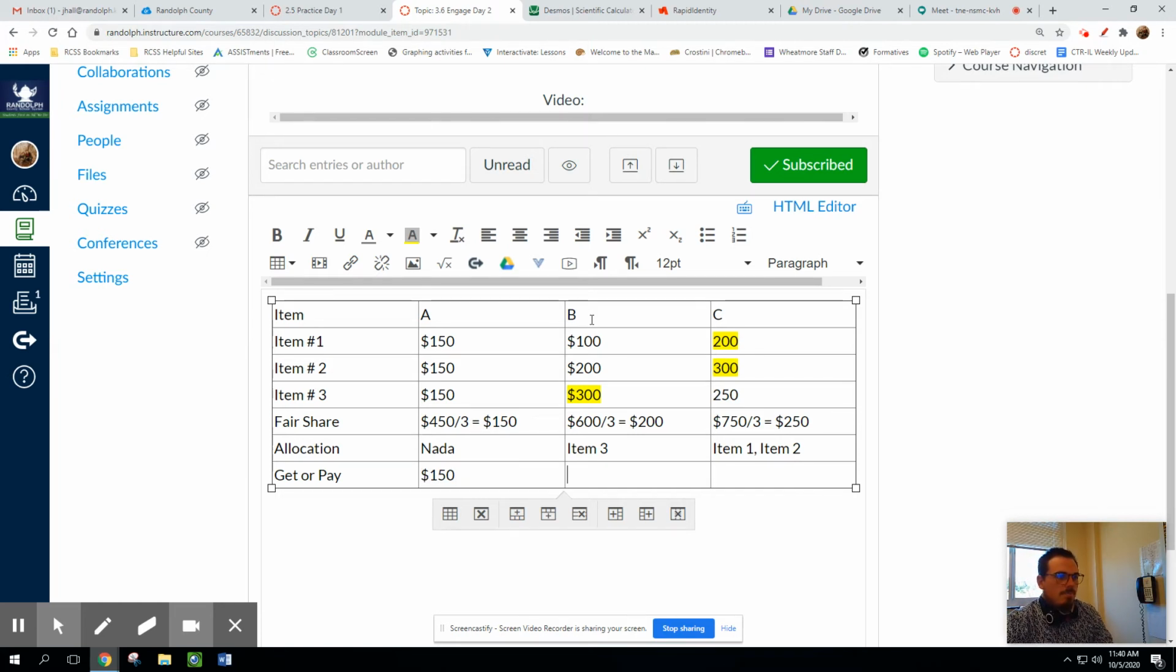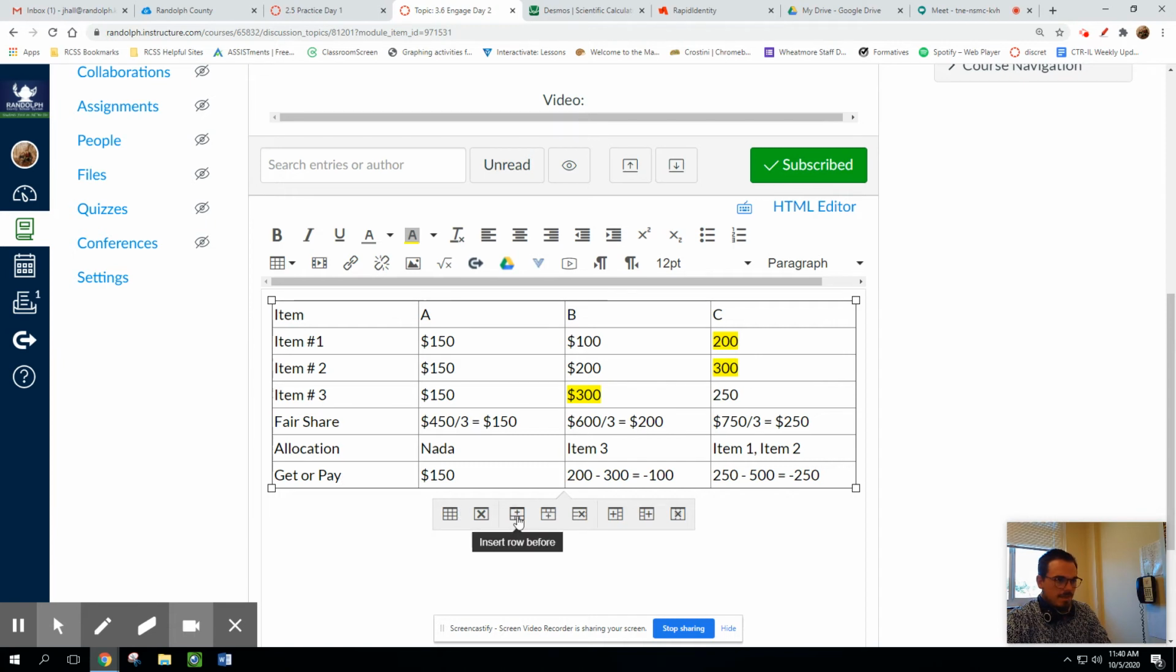For B, again, this is going to be fair share minus paid. So fair share is 200 minus how much they paid in, and they paid in 300, which is a grand total of minus 100. For player C, their fair share is 250 minus how much they paid in, which would have been $500 because of the 200 plus 300. So that is a minus 250.